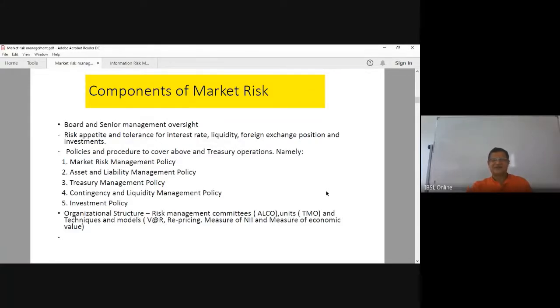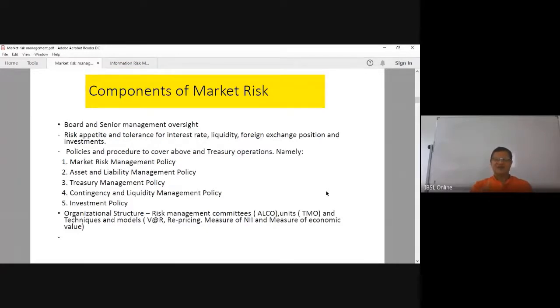Tolerance levels will come, various sub-limits, for example if you want to invest in joint kills, which come in the tourist sector. They will say, okay, we will engage with companies in the leisure sector, but our tolerance level for this is, say, 1 billion rupees. So you will not invest more than 1 billion rupees in that particular sector. Similarly, you have risk appetite for interest rates, liquidity, foreign exchange positions, and investment. These will be created and documented in various policies.